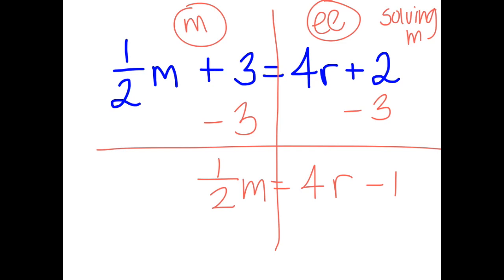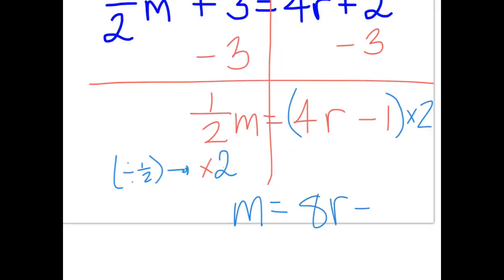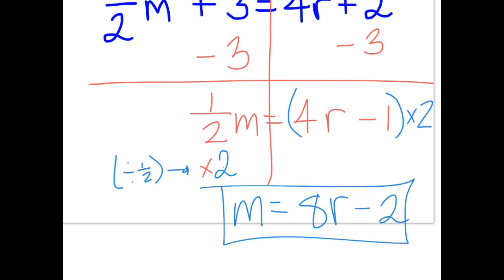We learned last week the horribleness of dividing by a fraction, so dividing by 1/2. To divide by a fraction, I'm going to change this to multiplication, and I'm going to flip the 1/2 upside down to make it a 2. Remember, dividing by a half is the same thing as multiplying by 2. So I multiply by 2 on the left side. I'm going to multiply everything by 2 on the right side. On the right side, I have 8r minus 2. There we go. That's my answer. My goal was to get m by itself, and I did.